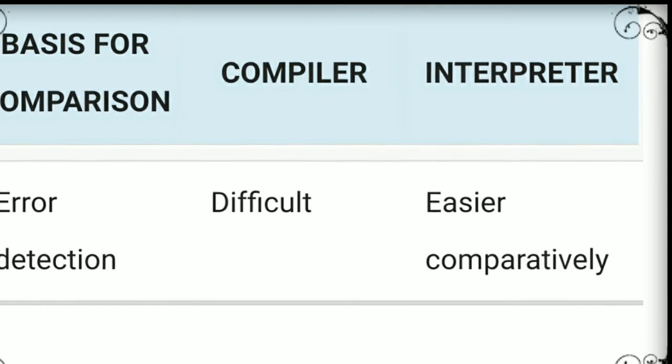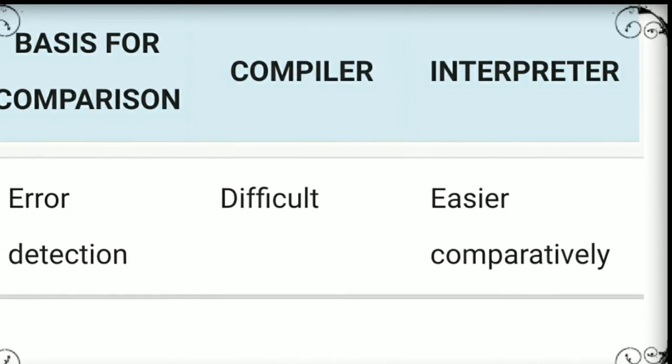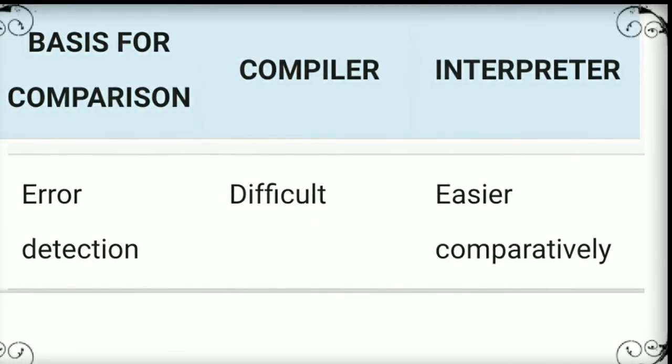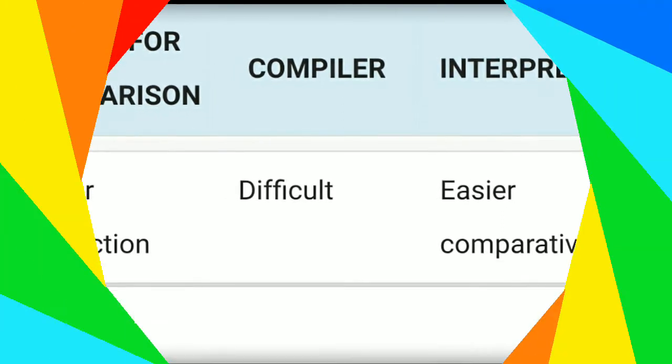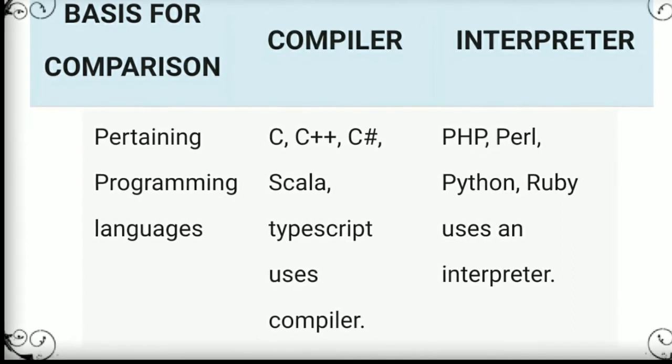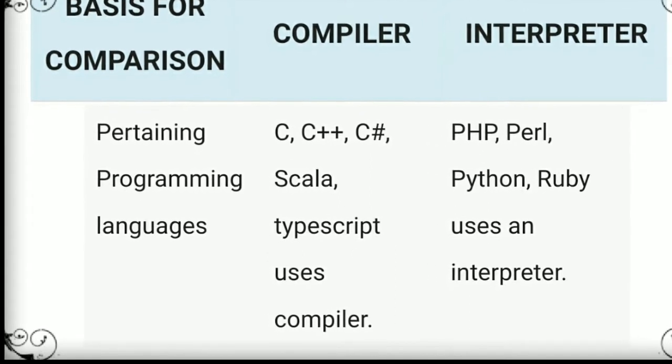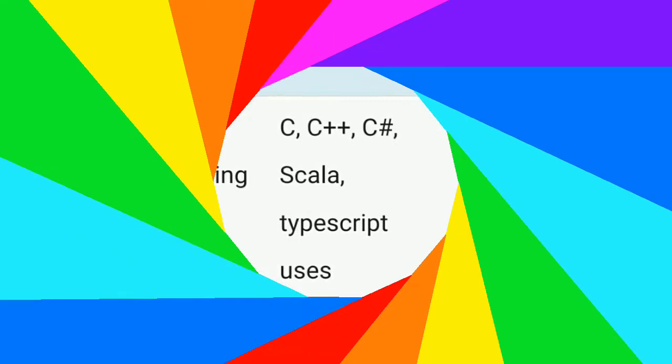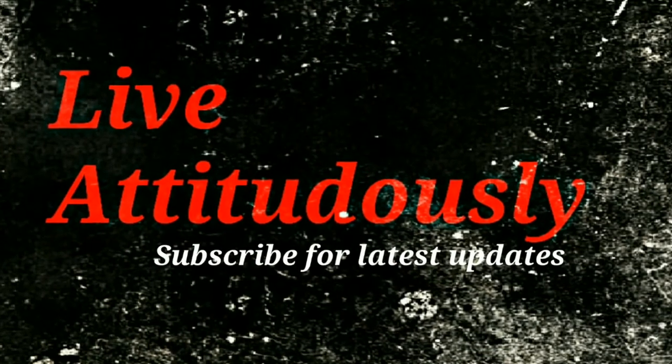Error detection. In the compiler, error detection is difficult, but in the interpreter, it is easier as it shows line by line errors. In programming languages, the compiler uses C, C++, C#, and in the interpreter, you can see PHP, Perl, Python. These are the comparisons between the compiler and the interpreter.